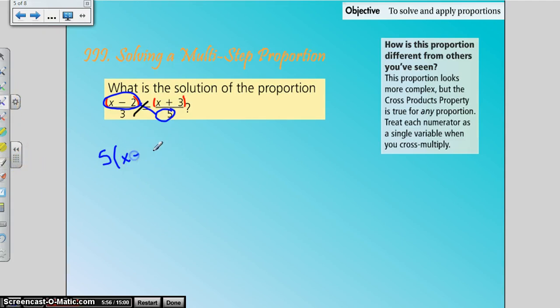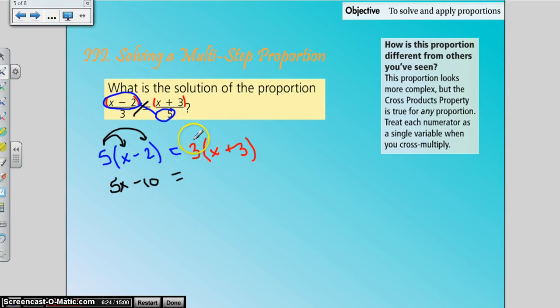Again, this pen is just kind of sticking today. There we go. So on the other side, you have your 3 times the quantity of the whole numerator, x plus 3. And then hopefully this will bring back memories, good ones, and we just use our friend, the distributive property, here. So we have 5x minus 5 times 2, 10, equals 3x plus 9.